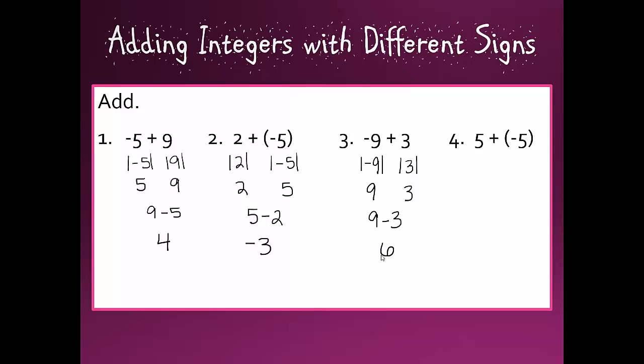Now I need to look back at the number that had the larger absolute value, and that would be the 9. So I look back at the 9 in the original problem, and I see that that number is negative. So my answer is also going to be negative.